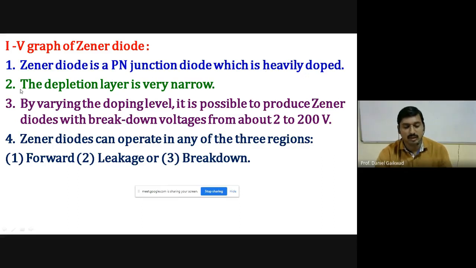Okay. Now number second, the depletion layer is very narrow. The depletion layer, the layer in which the crossing of electrons and holes takes place, that region is very narrow, and because of that narrow region, it will easily go into the breakdown region. Okay. Now number third, by varying the doping level, it is possible to produce Zener diodes with a breakdown voltage from about 2 to 200 volt. So with the help of the doping level, we can make Zener diodes which have a breakdown voltage range from 2 to 200 volt.